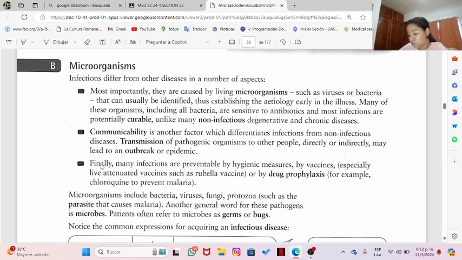Microorganisms include bacteria, viruses, fungi, and protozoa, such as the parasite that causes malaria. Another general word for these pathogens is microbes. Patients often refer to microbes as germs or bugs.